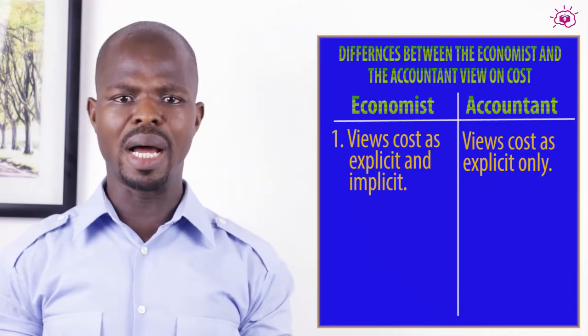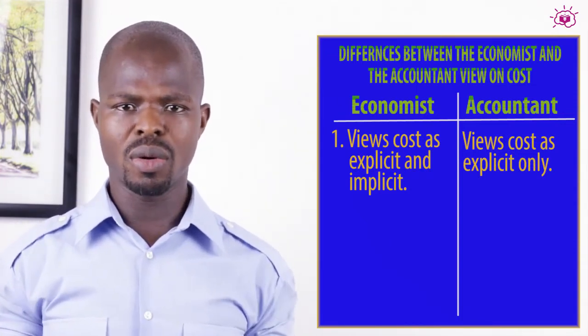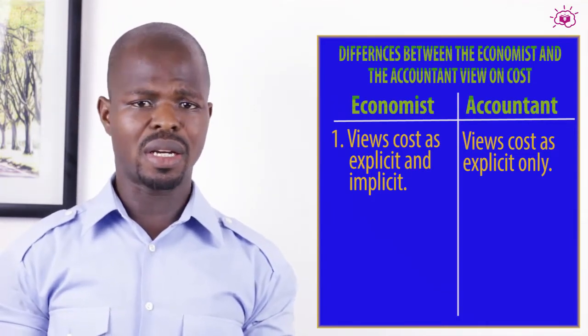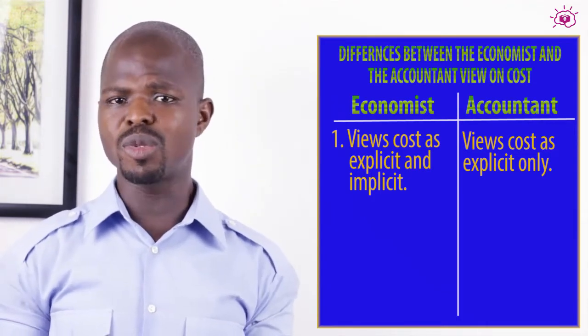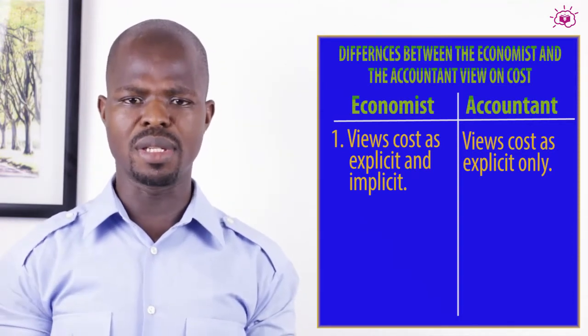The accountant, on the other hand, views cost as explicit cost only. That is, what goes out as expenses. The accountant considers the expenses for him to be able to determine the total net income for the business.